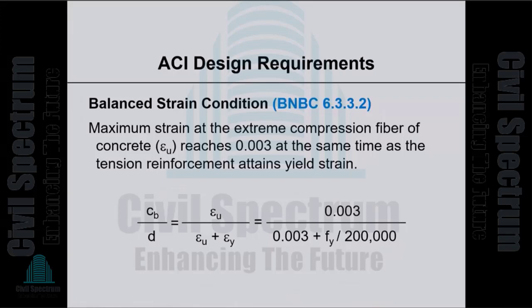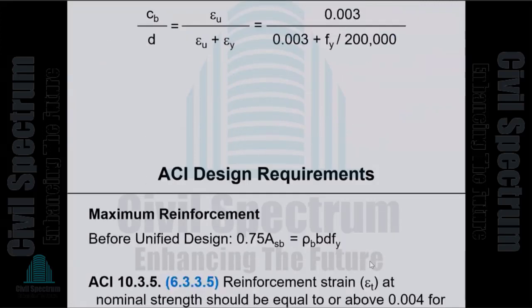So under that condition, if it is a balanced section, c sub b over d, the balanced neutral axis depth divided by the total depth, is 0.003 divided by 0.003 plus f sub y divided by 200,000. This is plain straight line strain distribution. Okay. We have 0.003 at the extreme compression fiber. We have yield strain in the tension reinforcement, and that gives us the ability to calculate c sub b.